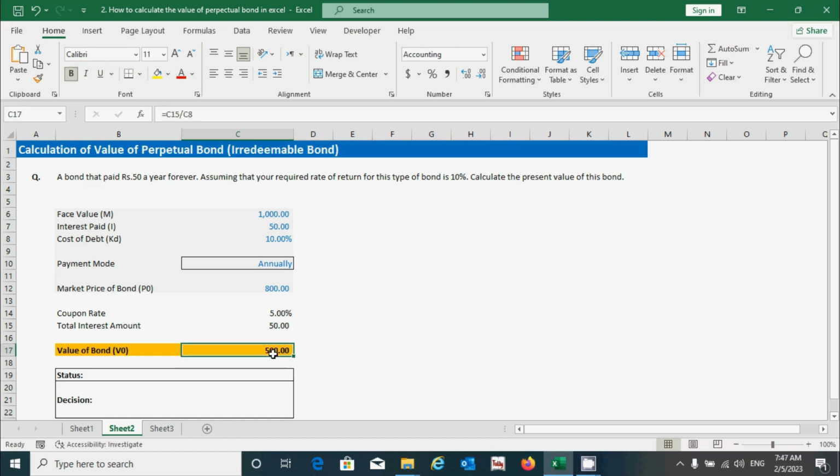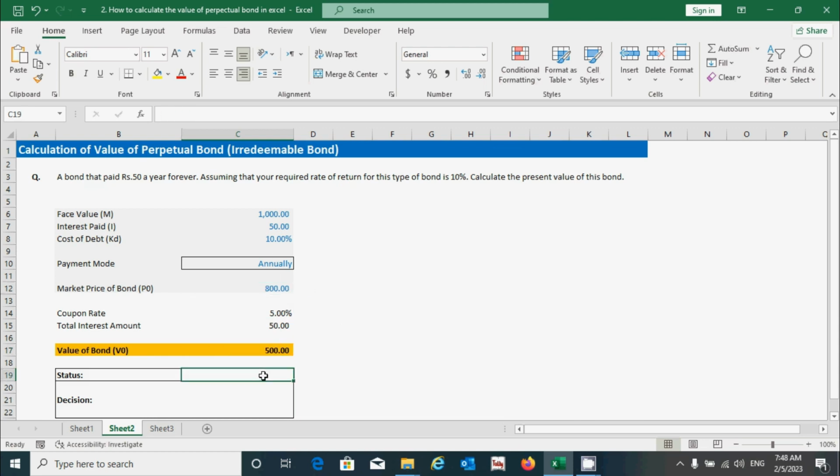Alright, now based on the calculated value of the bond, we can identify the status and then we can interpret. We already know how to calculate these two things from the previous video, which is on the zero coupon bond. If you have not watched that video, then please watch that video, link in the description below. Okay, now here I am going to quickly identify the status. Okay, and it can be identified simply using the IF function, comparing the value of the bond and the market price of the bond.